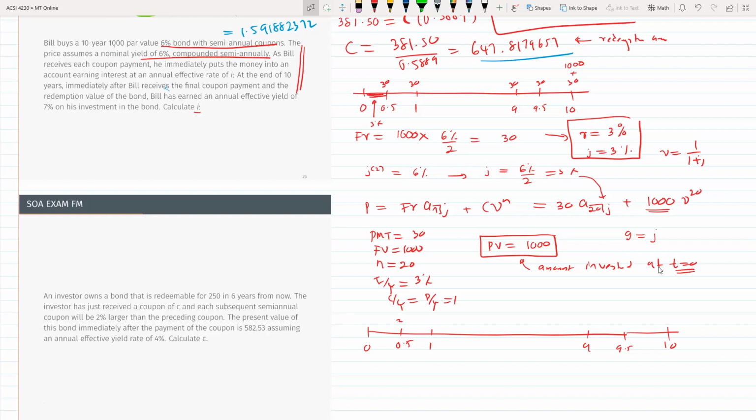So you're depositing the $30. Okay, so what would be the accumulated value of these $30? You can see that the account is earning an annual effective rate of I at the end of 10 years. The rate is not given, so it's I. So in here, what would the future value be?